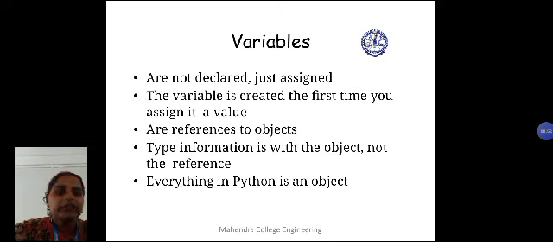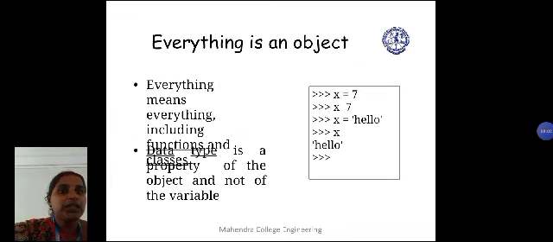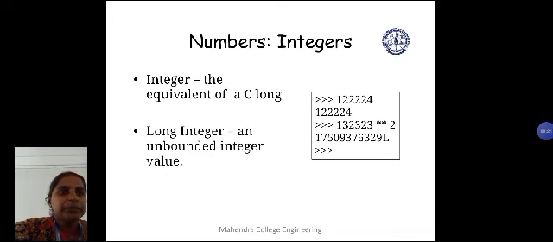Next, variables are references to the object, and the type information is with the object, not the reference. Everything in Python is an object. You already know everything in Python is an object, including functions, data types and classes, and the type is a property of the object and not of the variable. See the example: x equals 7, x equals 'hello'. So in Python programming, everything is an object.